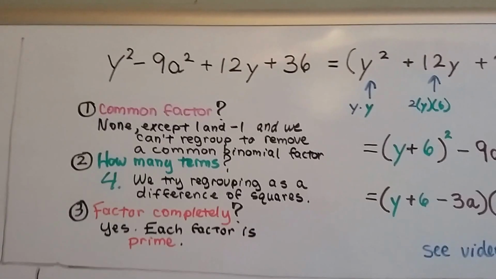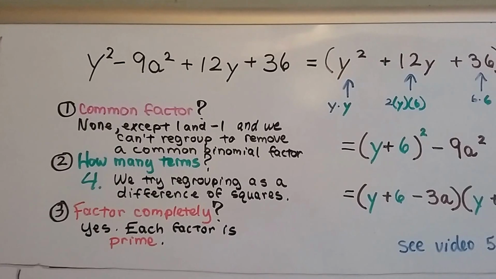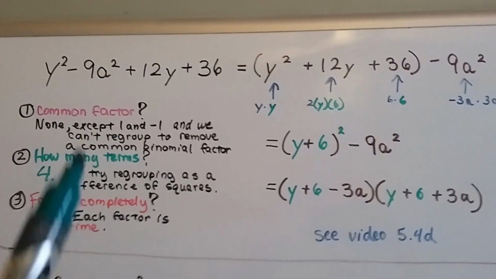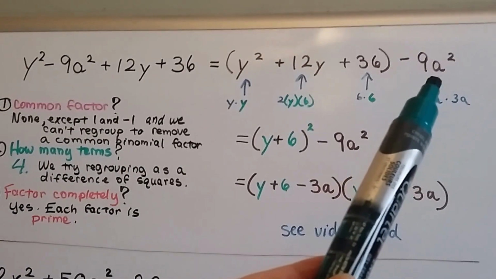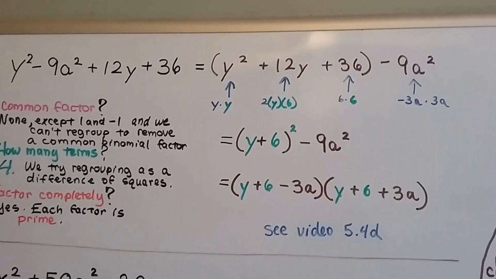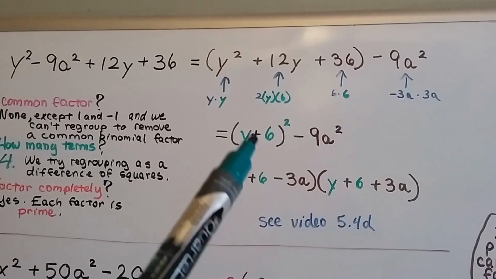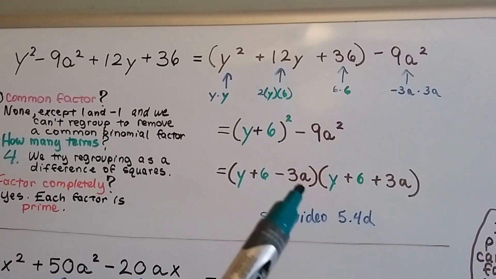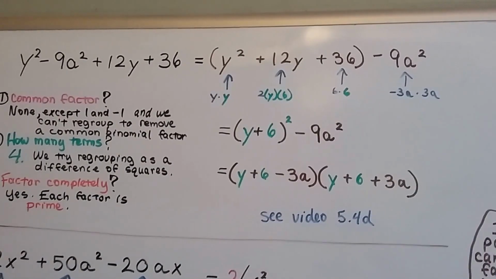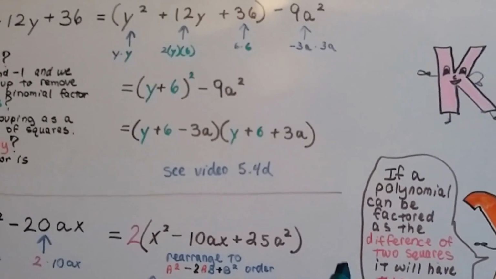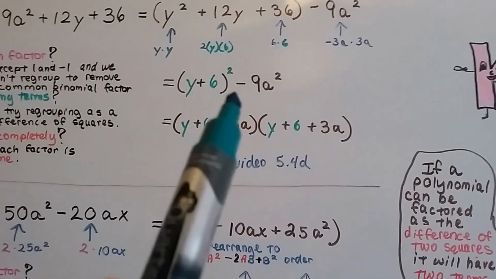Okay? Now take a look at this one. Is there a common factor here? No, except 1 and a negative 1. And we can't regroup to remove a common binomial factor. But we can rearrange this so that the negative 9a squared is in the back, and this becomes a y times y. This is a 2y times 6. This is a 6 times 6. And we end up with y plus 6 squared minus 9a squared, which is y plus 6 minus 3a, y plus 6 plus 3a. And we covered that in 5.4d. So remember, if a polynomial can be factored as a difference of 2 squares, it'll have 2 terms. See?